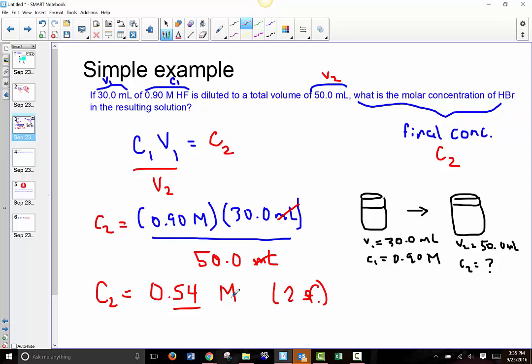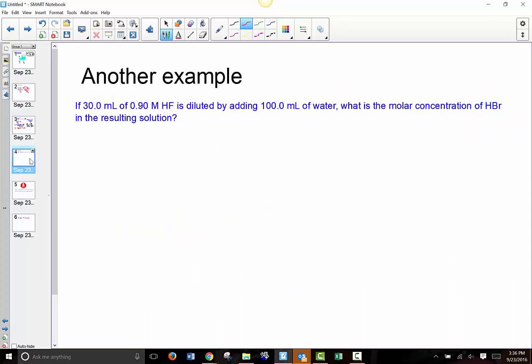Okay, let's go ahead and do another example. Here's our question. It looks really similar. If 30 mils of 0.90 molar hydrofluoric acid is diluted by adding 100 mils of water, what is the molar concentration of HBr in the resulting solution? Okay, so this question is pretty similar. I did this on purpose.